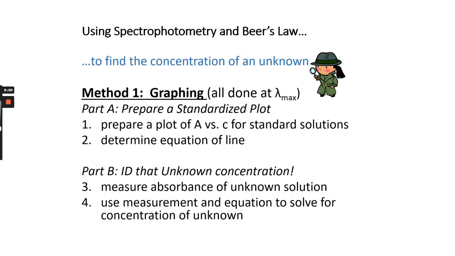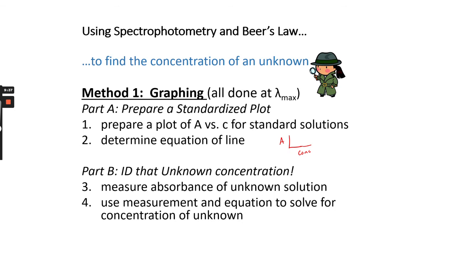So using a spectrophotometer and Beer's law to find the concentration of an unknown. So what do you have to do? One, you have to make a graph. So all done at the maximum absorption peak. Okay. So you prepare a standard plot. So you plot your absorbance versus concentration for various standard solutions. And then you determine your best fit line. Remember, you're going to plot concentration on the x and your absorption on the y.